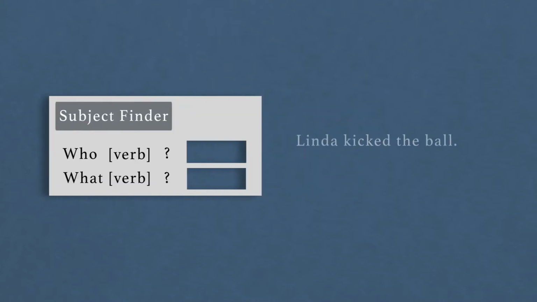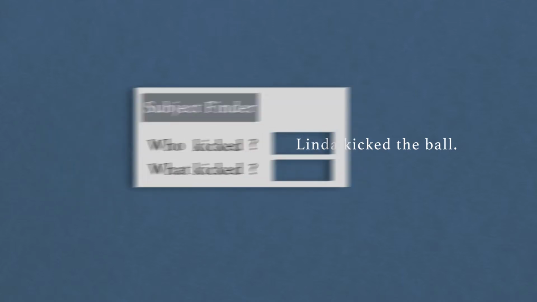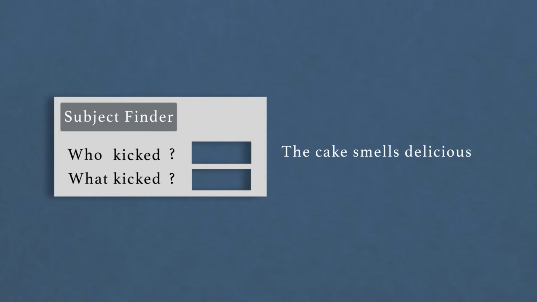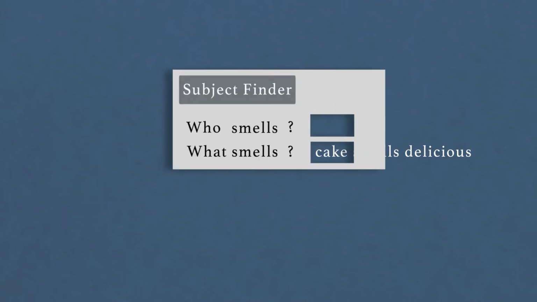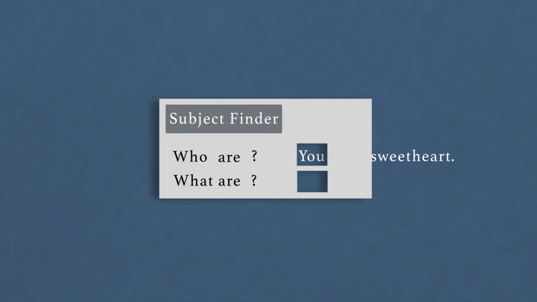So if you start with the sentence, Linda kicked the ball, use your verb finder to see that kicked is your verb, drop kicked into the subject finder. Who kicked? Linda kicked. Linda is our subject. That cake smells delicious. The verb finder helps you find smells is your verb. What smells? The cake smells. Cake is the subject. You are a sweetheart. Who are? You are. You is our subject. Finding the subject isn't any more complicated than that.